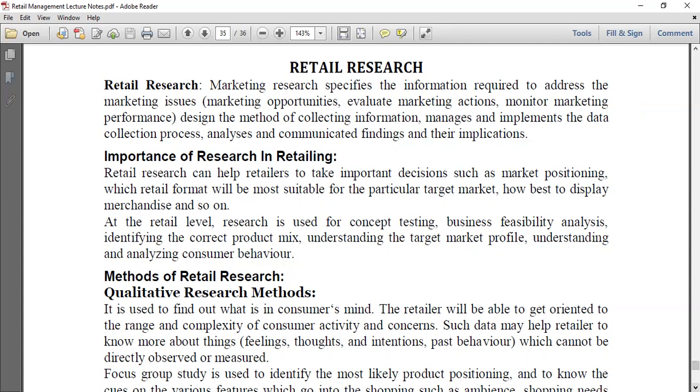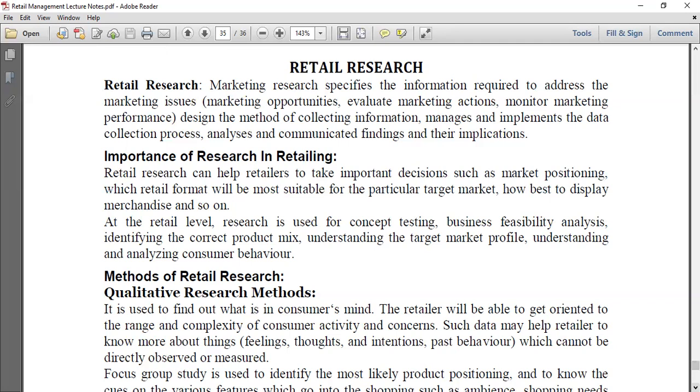Now, importance of research. Let us look at the importance of research in retailing. Retail research helps retailers to take important decisions. What are these important decisions? Something like market positioning, which retail format is most suitable for a particular target customer and target market, and how best to display the merchandise, and so on. All these decisions we can take by doing retail research.